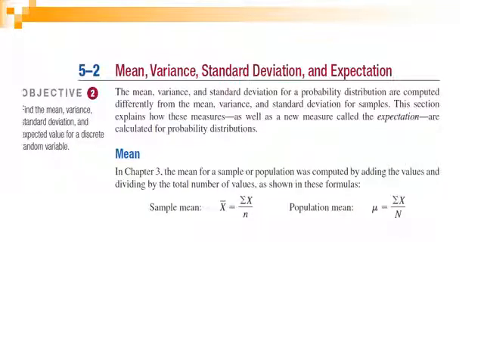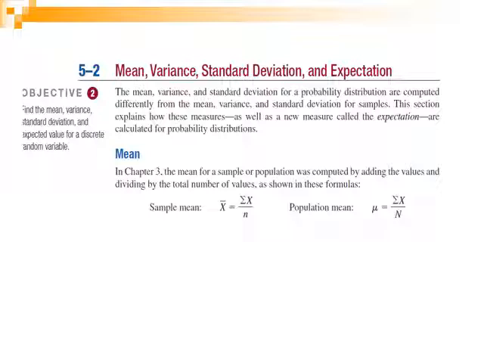Then we will step to the second section, which is the variance, mean, standard deviation, and expectation. The mean, variance and standard deviation for a probability distribution are computed differently from the mean and variance for samples. We already explained in the descriptive statistics course how to get the mean for a sample or population, computed by adding the values and dividing the total sum of the outcomes over the small n, the sample size, in the case of the sample mean, to get x bar.